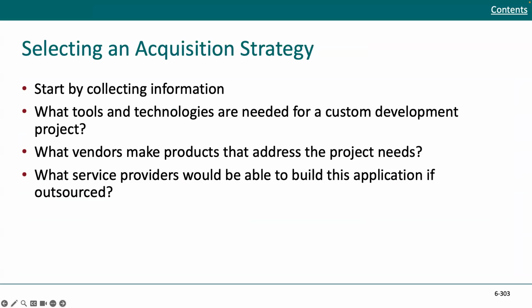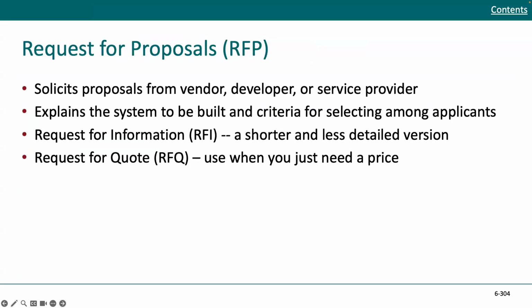Start by collecting information. What tools and technologies are needed for a custom development project? What vendors make products that address the project needs? So you want to be informed what service providers would be able to build this application if outsourced. So you need to do your homework. Then you want to have your request for proposals, RFPs. You want to solicit proposals from vendors, developers, or service providers, most likely a handful, and you need to explain to them the system to be built and criteria for selecting among applicants.